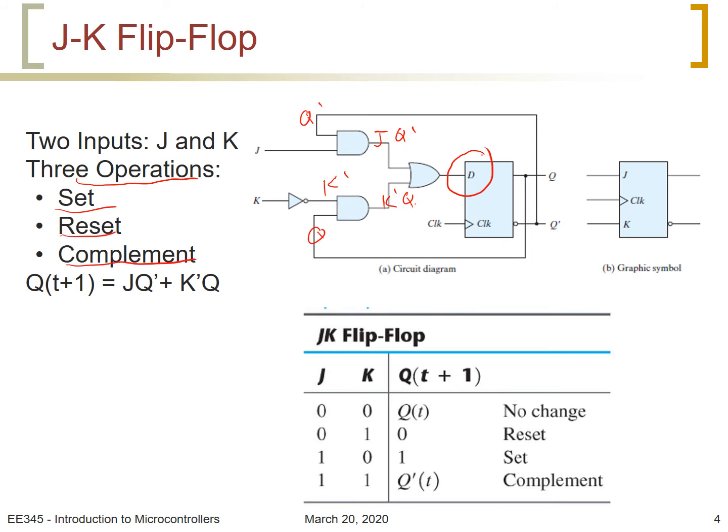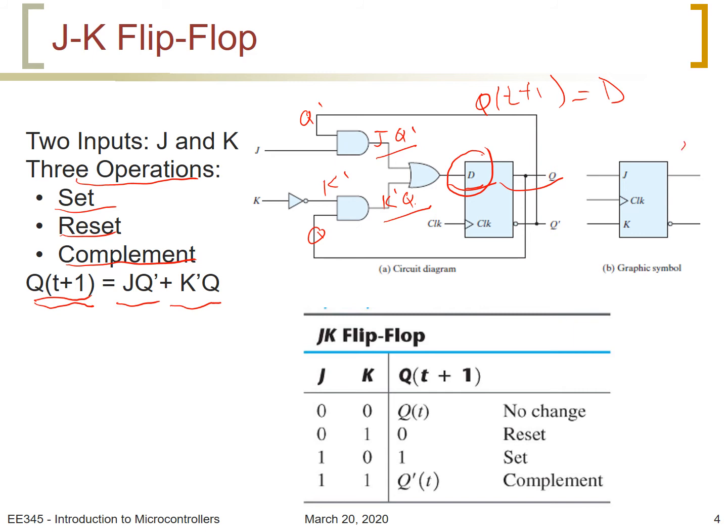For the D flip-flop, Q at time t plus 1 equals D. And we have seen that D here equals JQ prime or K prime Q. Therefore, for the JK flip-flop, Q at time t plus 1 is equal to JQ prime plus K prime Q.